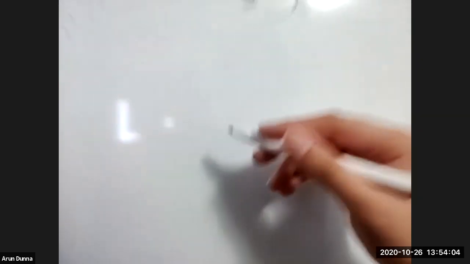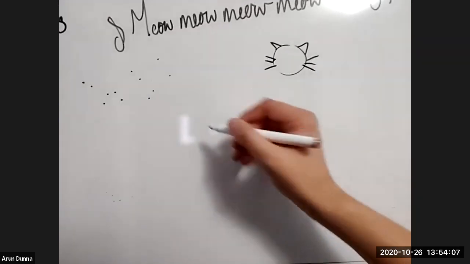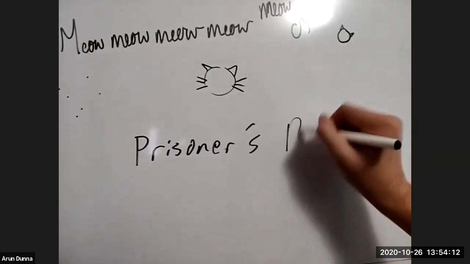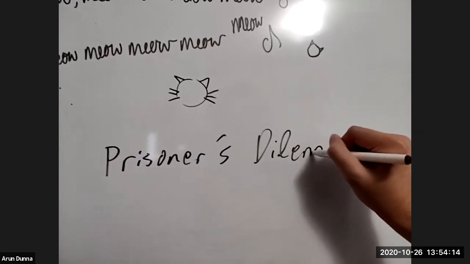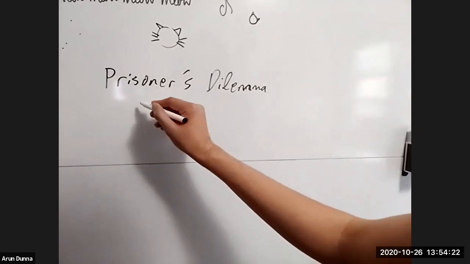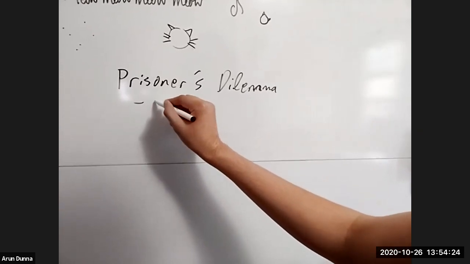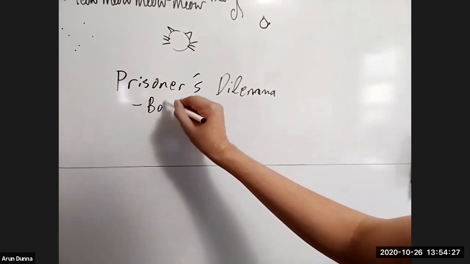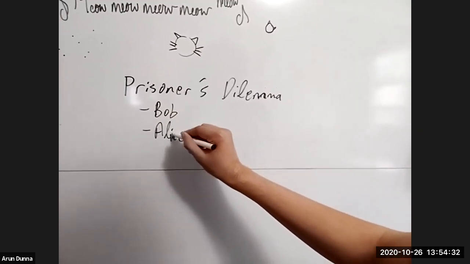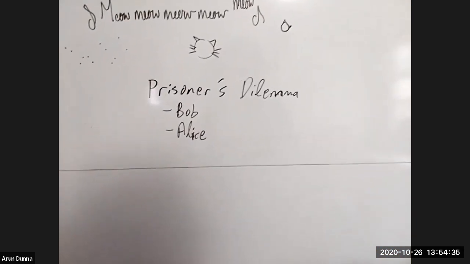So the idea for the prisoner's dilemma, maybe you can see this hopefully, is that you have two people. Maybe we'll call them Bob and Alice. Those are the typical two names used in explaining computer science problems.